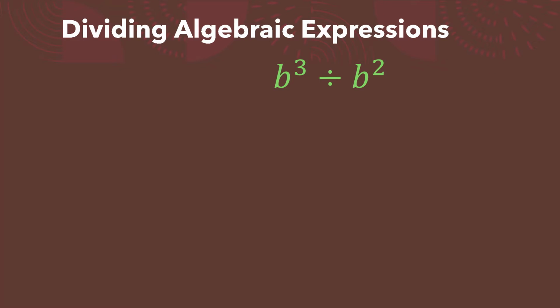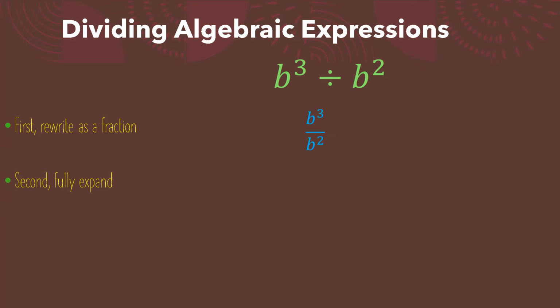In algebra, we don't normally use the multiplication symbol. And because we don't use the multiplication symbol in algebra, we don't usually use the division symbol either. Instead, we use the fraction bar with one term at the top, one term at the bottom. So in order to simplify b cubed divided by b squared, we simply rewrite it as a fraction where we put b cubed at the top, our fraction bar, b squared at the bottom.